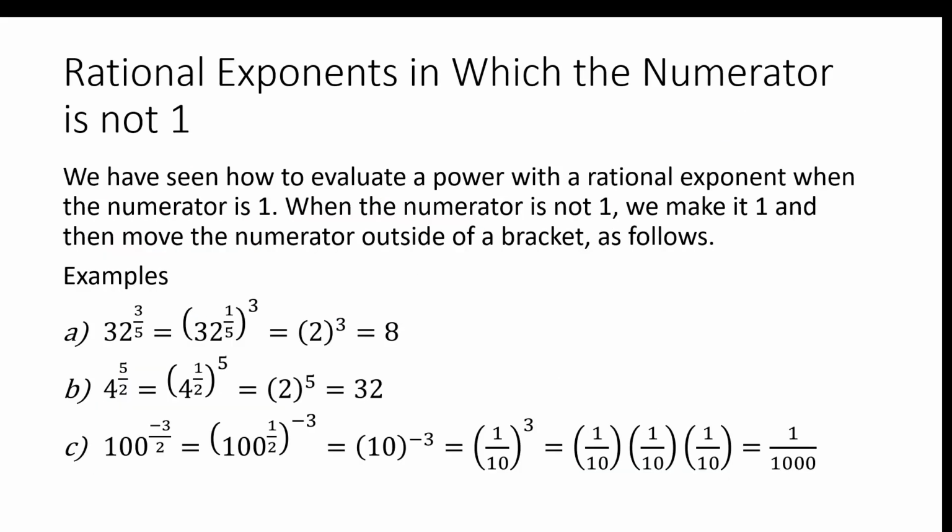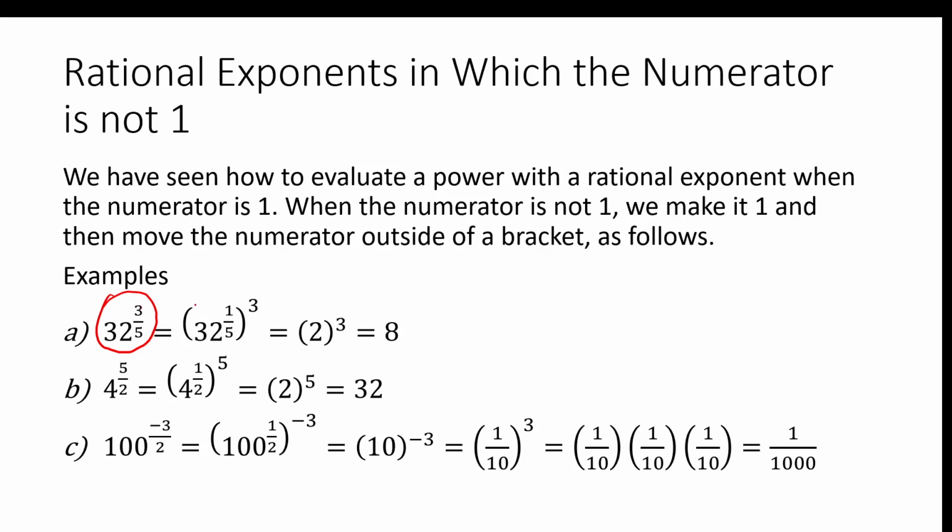Now, what happens if you get a fractional exponent, but the numerator of the fractional exponent isn't 1? Well, the real simple rule is make it 1. Okay, sounds like cheating, but you'll see what I mean. If I'm given 32 to the exponent 3/5, I say to myself, well, if it was 32 to the 1/5, I might be able to tell you what it is. It's the fifth root of 32.